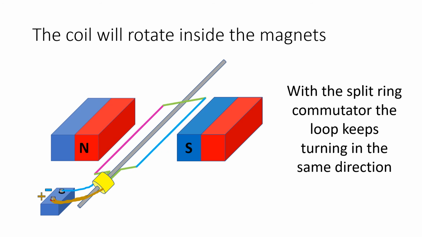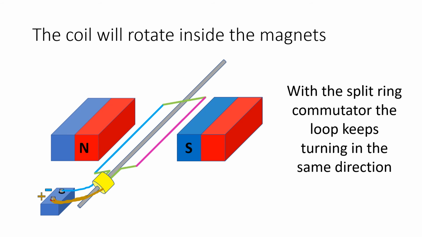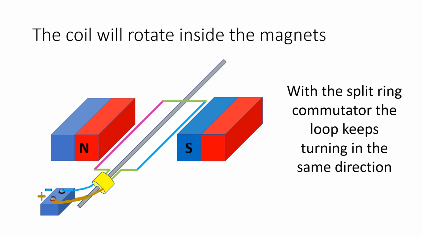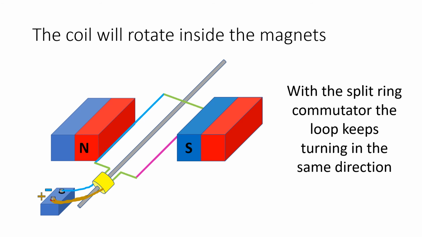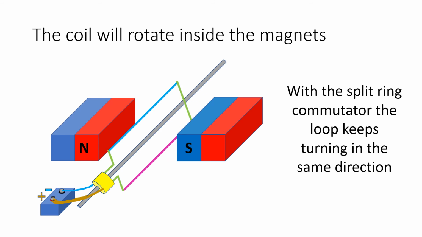What that means is that the split ring commutator ensures that the electricity, the current, is always flowing in the same direction around the loop, regardless of which bit of the loop's on the right or which bit of the loop's on the left. Because the current is always traveling in the same direction, no matter which bit of the loop is on which side, they're always having the same force applied in the same direction. And as a consequence, we have this continual spinning motion.